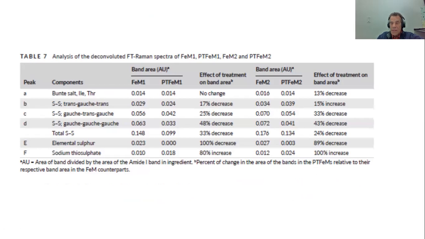What he found is that disulfide bonds are actually found in two different conformations. Trans, gauche, trans, gauche, and so on. This is basically the orientation of the molecule. Even when you have two molecules, they can be oriented and give three kinds of orientation.